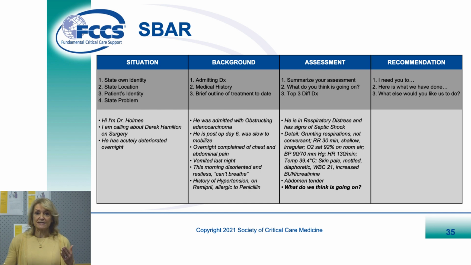If you want to give the detail, if the person wants the detail, he's got grunting respirations. He's not conversant. He's tachypneic. His breathing is shallow and irregular. He's satting only 92 on room air. This was on nasal prongs. His blood pressure has dropped. His heart rate is up. His temp is 39. His skin is pale, mottled, and diaphoretic. His white count is elevated at 21, and his BUN and creatinine are up from previous. His abdomen is tender, in fact, rigid.